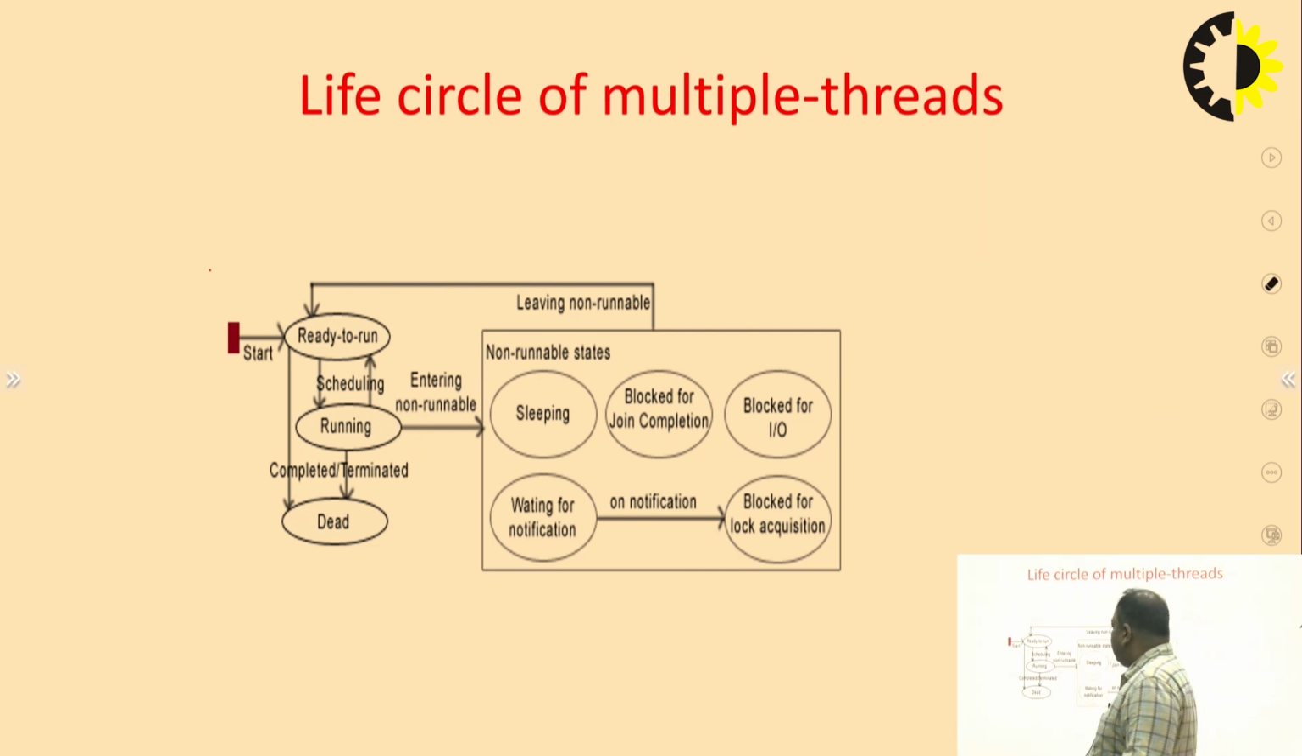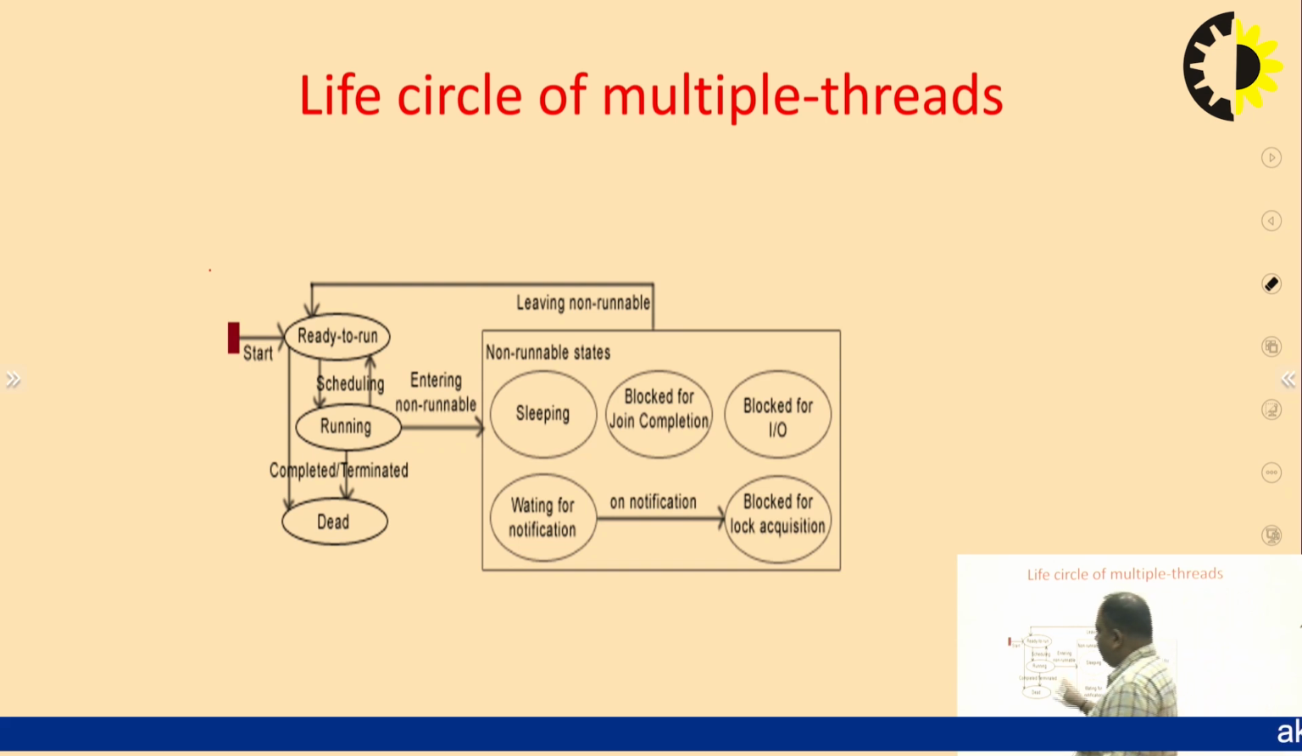In what all states do we have to go? We have to go into the sleeping state, blocked for join completion, or blocked for input output operations. And there are 2 more ways: waiting for the notification or blocked for the lock. When we leave the non-runnable state, we again go to ready to run. Then again it will come into the scheduler, then again it will run, and again it will complete and be dead after completing its execution.